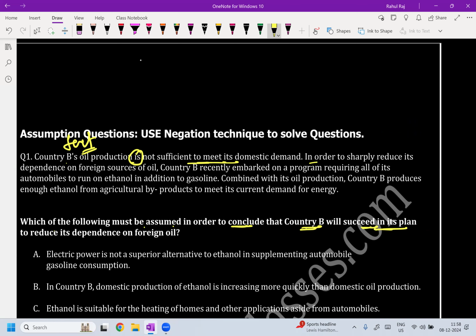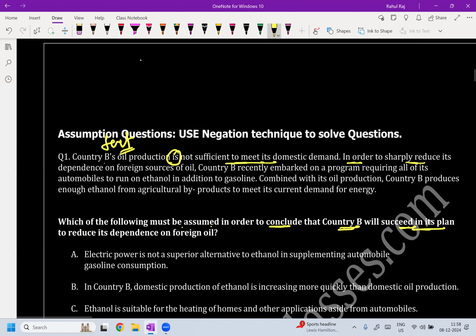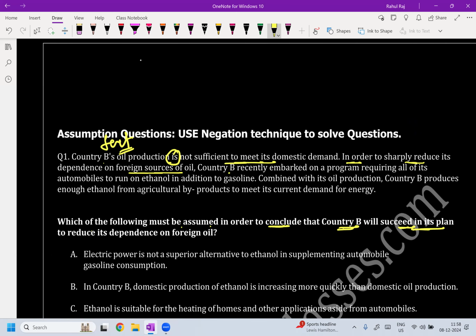Now see here. In order to sharply reduce its dependence on foreign sources of oil, country B recently embarked on a program requiring all its automobiles to run on ethanol in addition to gasoline. 100% a fact, or anyone who feels that this is not a fact, please tell so that we can discuss. Anyone who feels the second line is not a fact, we can discuss.